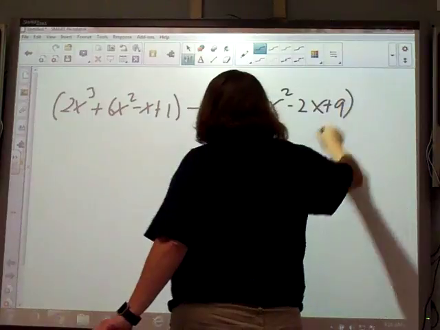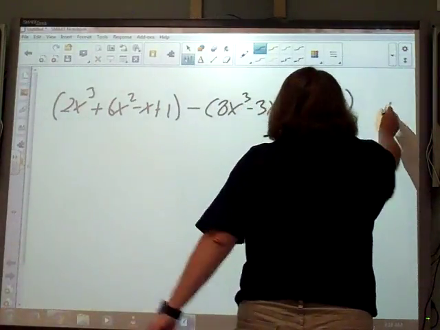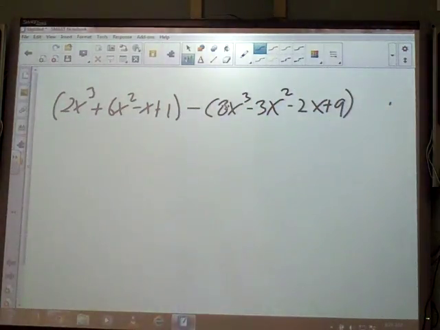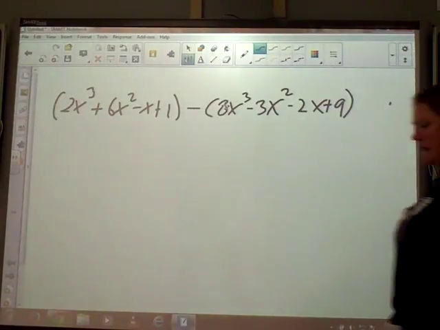There we go. Is that an 8? Alright, so we've got 2x cubed plus 6x squared minus x plus 1, and you're subtracting 8x cubed minus 3x squared minus 2x plus 9. So this time it's the same deal, except you're just subtracting like terms. I want you to try that one on your own real quick, see if you can get an answer to that. Subtract like terms.